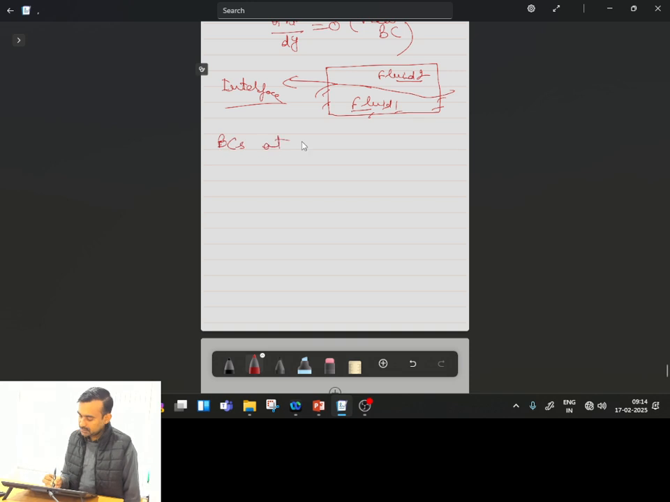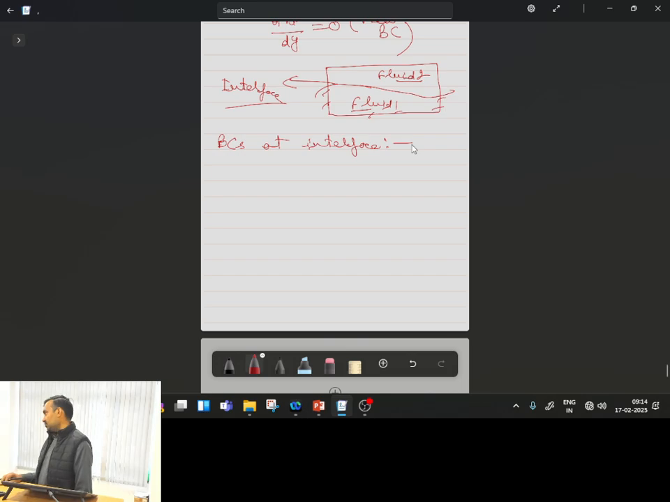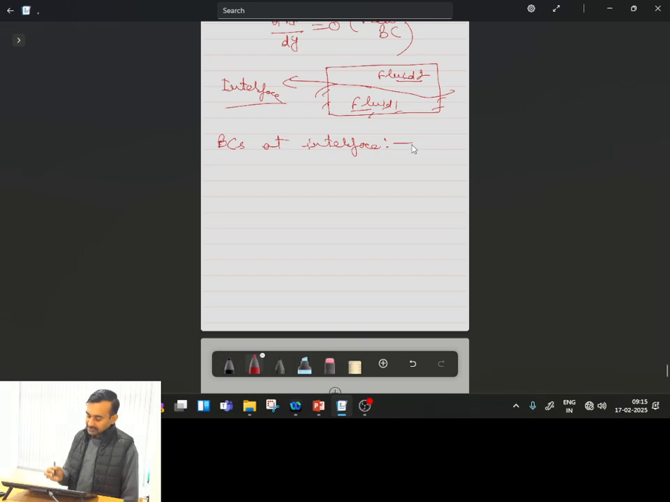So we will now be talking about BCs at the interface. Whenever we are solving generalized multi-phase flow situations, we have to solve for conservation of mass, conservation of momentum, and conservation of energy. So it means that we also have to supply the boundary conditions in terms of mass, momentum, and energy. Let us first talk about boundary conditions for mass.